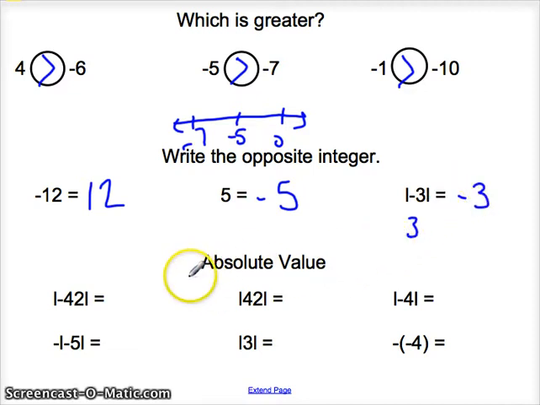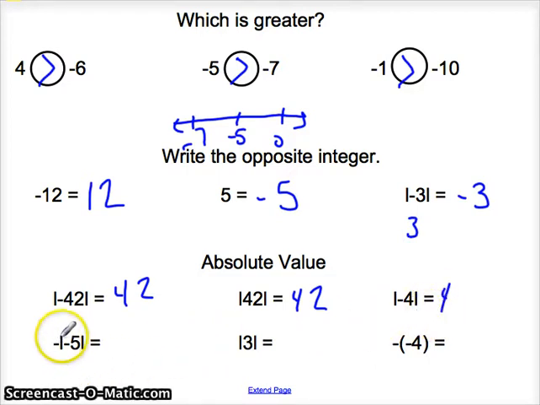And finally, moving on to some absolute values, the absolute value of negative 42 is positive 42. The absolute value of 42 is still a positive 42. The absolute value of negative 4 is 4.